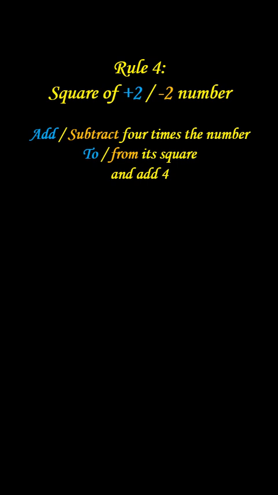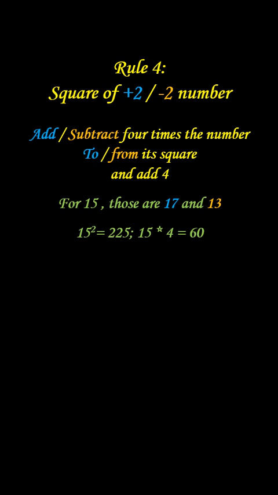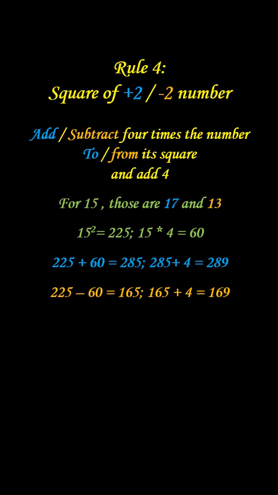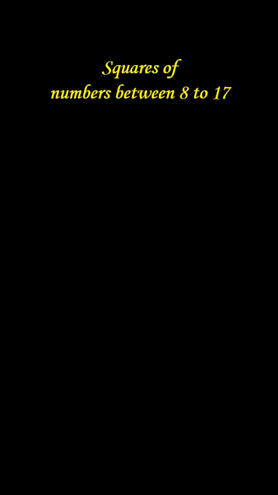Let us see the rule again. Add or subtract 4 times the number to or from its square and add 4. For 15, these numbers are 17 and 13. 15 squared is 225. 15 times 4 is 60. So 225 plus 60 is 285. Plus 4, we get 289. 225 minus 60 is 165. Plus 4 is 169. 17 squared is 289 and 13 squared is 169. So the squares of the numbers between 8 and 17 we got using these 4 rules.